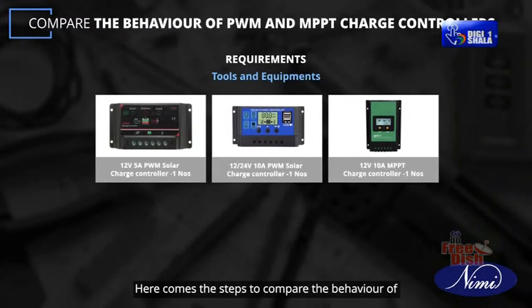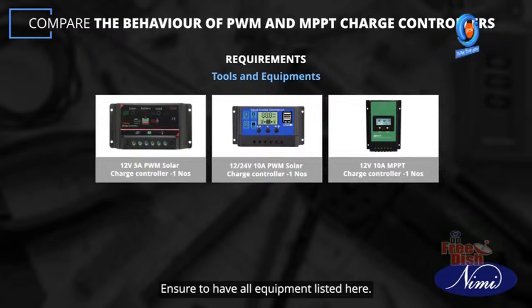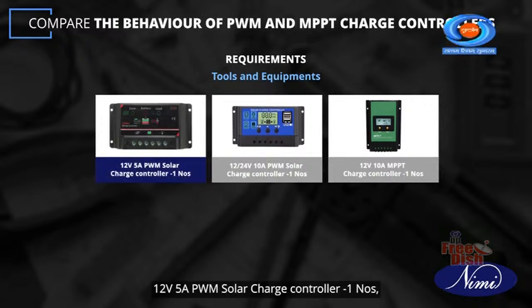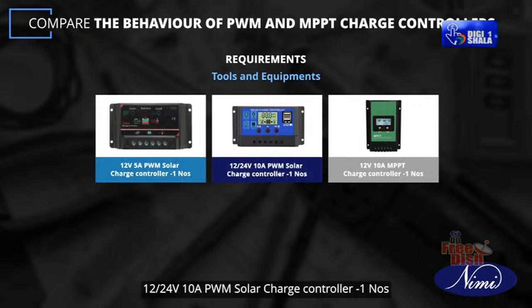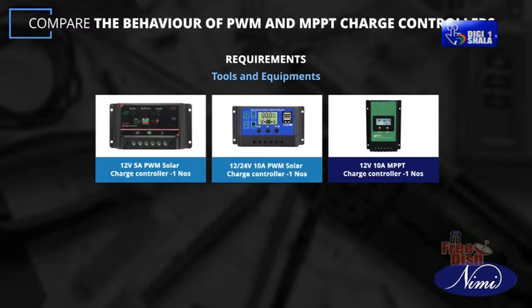Here comes the steps to compare the behavior of PWM and MPPT charge controllers. Ensure you have all equipment listed here. Required tools are 12 volt 5 ampere PWM solar charge controller 1 number, 12 or 24 volt 10 ampere PWM solar charge controller 1 number, and 12 volt 10 ampere MPPT charge controller 1 number.